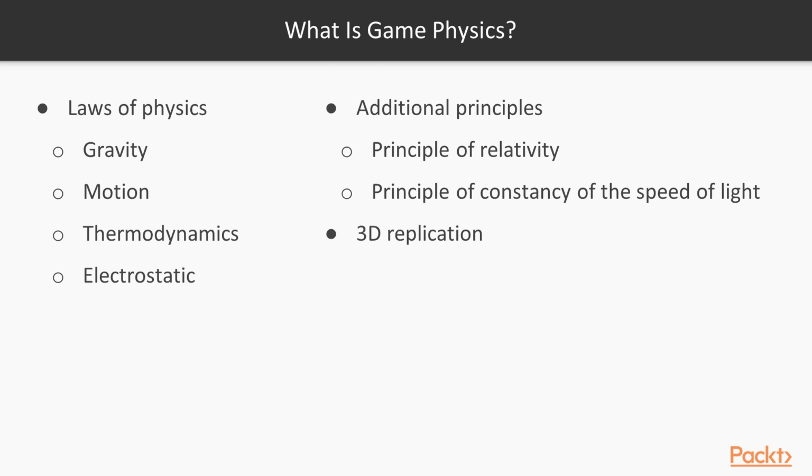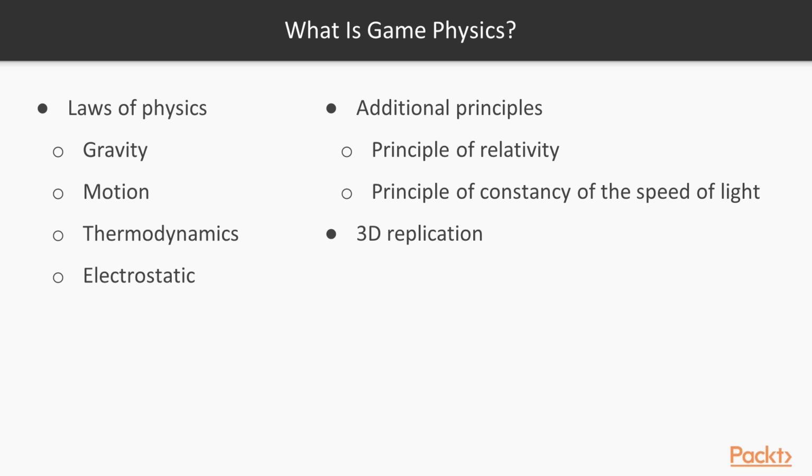We can define game physics as how the laws of physics are replicated during gameplay. Let's take a quick look at those laws. The law of universal gravity states that an object attracts another object in direct proportion to their combined mass and inversely related to the square of the distance between them.